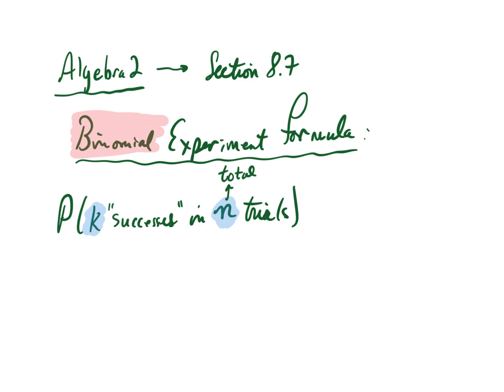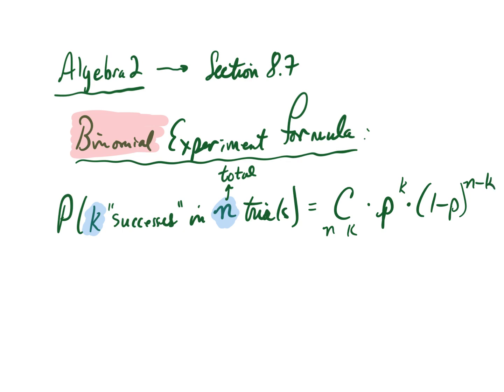Okay, so here comes the formula. It's going to be the number of combinations of N taken K at a time. So you can see where the N and the K came from, times little p, which I'll explain in just a second, raised to the K power, times 1 minus p raised to the N minus K power.